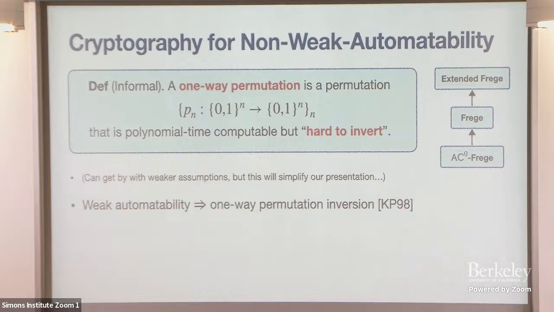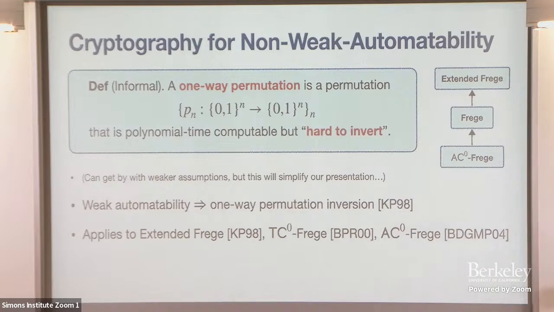The whole idea of doing this goes back to a paper by Krajíček and Pudlák, which shows that if we can weakly automate these strong proof systems, then we can use this automation algorithm to somehow invert a one-way permutation. Krajíček and Pudlák did this for extended Frege, mostly in the language of bounded arithmetic. For weaker proof systems like TC0 Frege, AC0 Frege and Frege, this was done by Bonet, Pitassi, and Raz. The keyword here is feasible interpolation, which if you've been to proof complexity talks before, you've probably seen, but don't even worry about it.